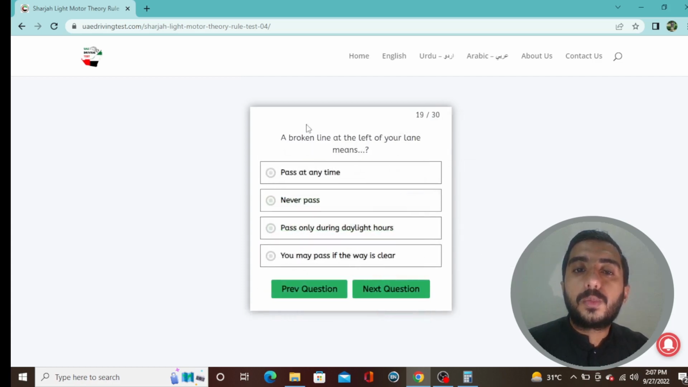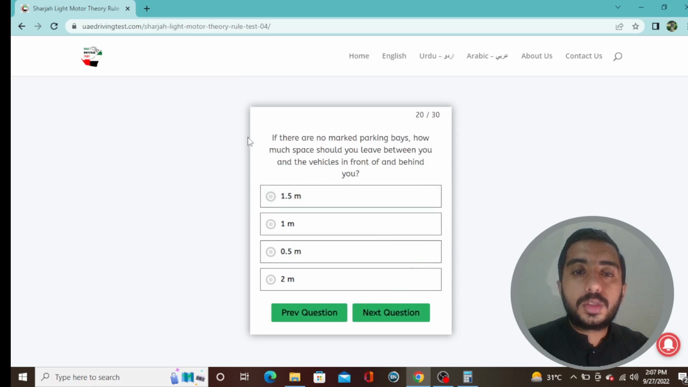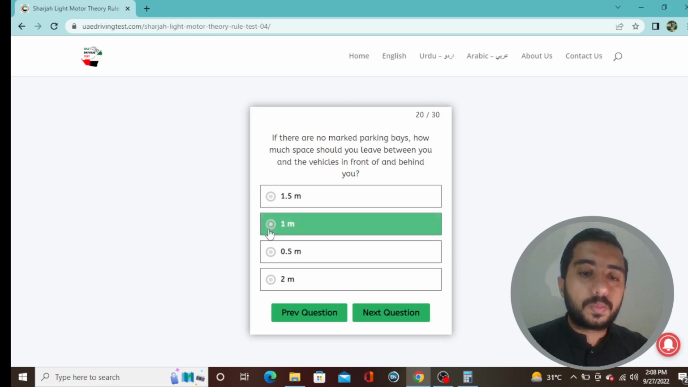Next question. Question number 19 is, a broken line at the left of your lane means you may pass if the way is clear. Option D is the correct one. Next question, and our next question is, if there are no parking bays, how much space should you leave between you and the vehicle in front of and behind you? You need to leave almost 1 meter of space. Option B is the correct one.